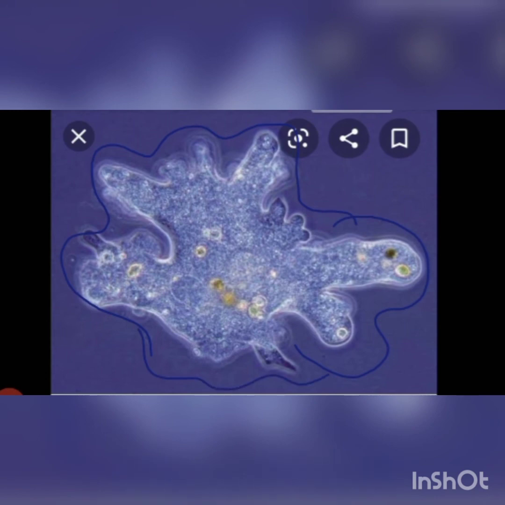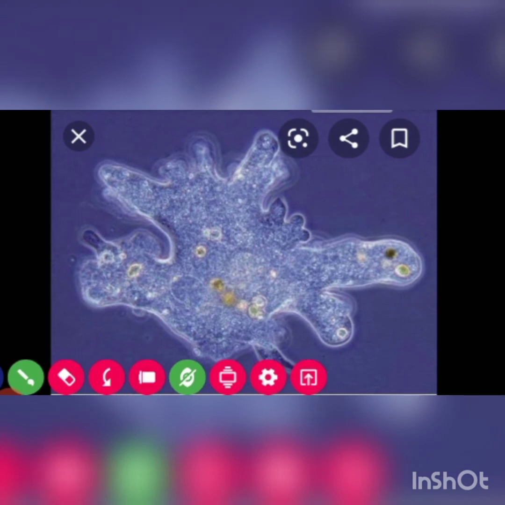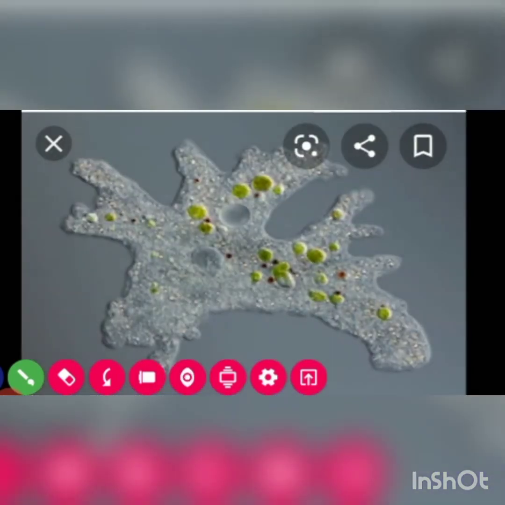Because it doesn't have any specific shape, the pseudopodia can be formed anywhere on the surface of the body. So what will happen? It will form pseudopodia or false feet, and then it will trap the food material. It will form a food vacuole and digestion will be taking place inside. As you can see here, pseudopodia can be found anywhere on the surface of the body.